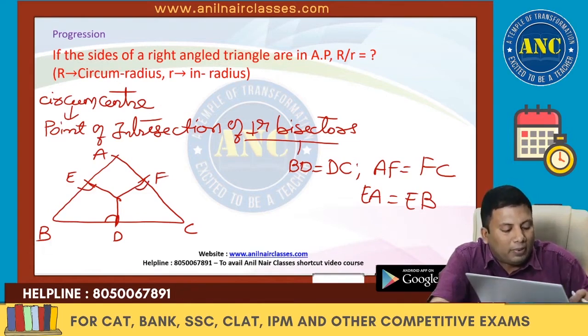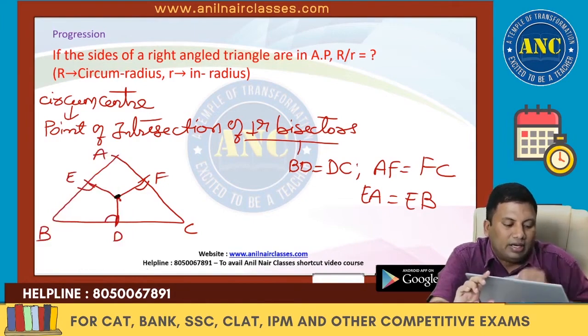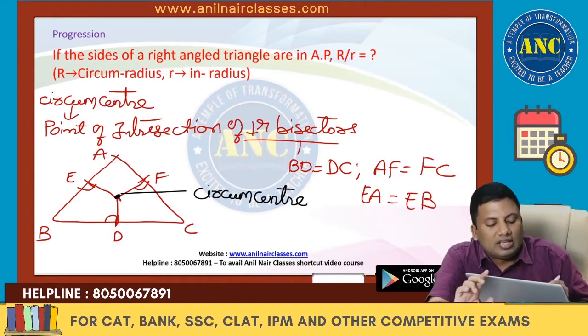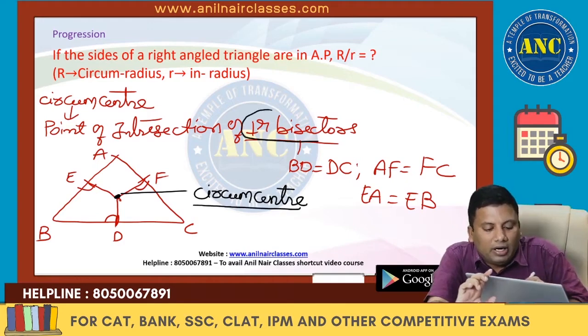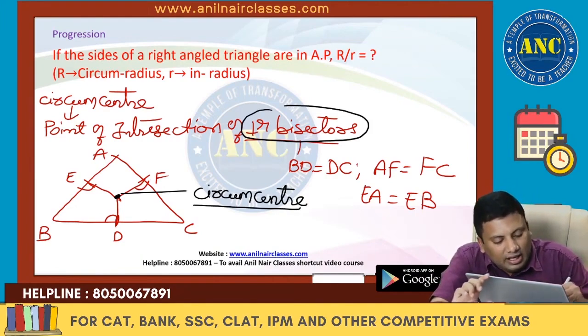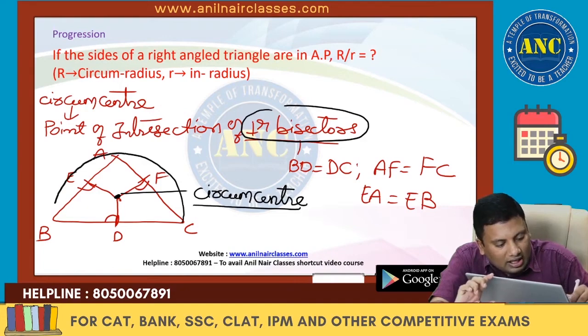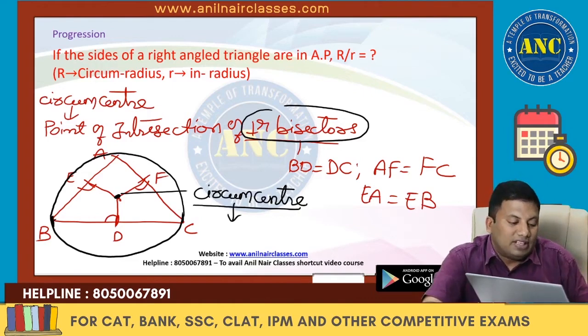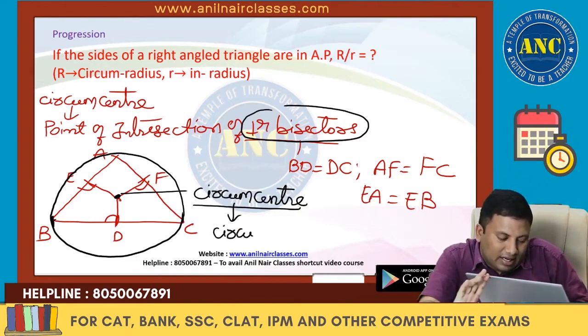If I drop a perpendicular from each bisecting point, there will be a point where they meet, and that point is nothing but the circumcenter. The circumcenter is where the three perpendicular bisectors dropped from the bisecting points intersect. Take the circumcenter and draw a circle. You get the center of this circle, and the name of the circle is circumcircle.